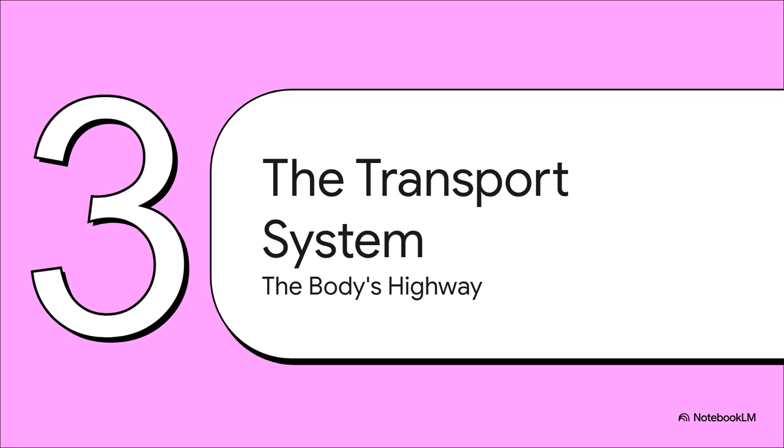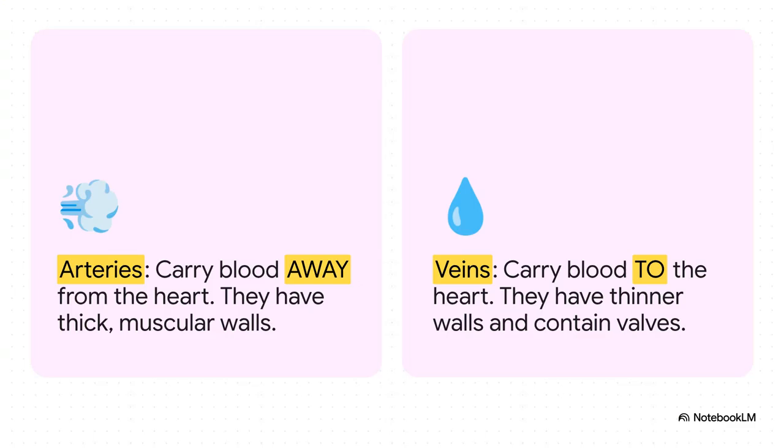Okay, so we've made the fuel and we know how to burn it. But how does all that good stuff get from your lungs and your stomach all the way to, say, the tip of your toe? That's where the body's highway system comes in. Welcome to the transport network. Think of arteries as the big motorways, carrying blood away from the heart under really high pressure. That's why they need those thick, muscular walls. Veins are more like the local roads, bringing the blood back to the heart. The pressure is way lower, so they have these clever little valves to make sure blood doesn't flow backward.